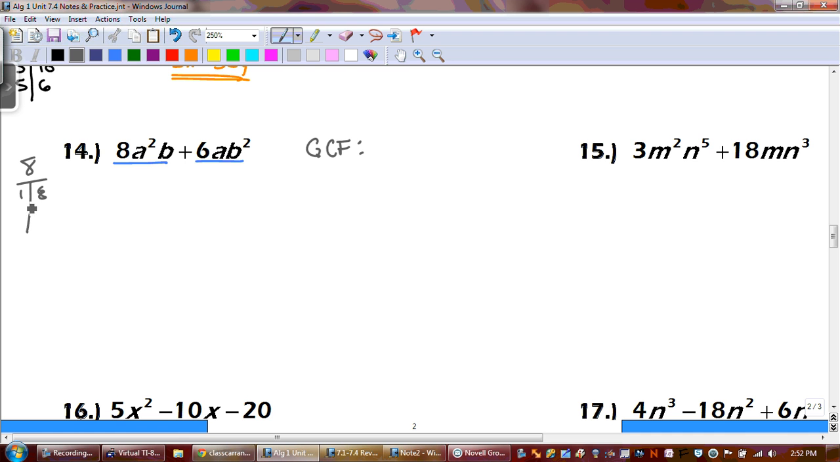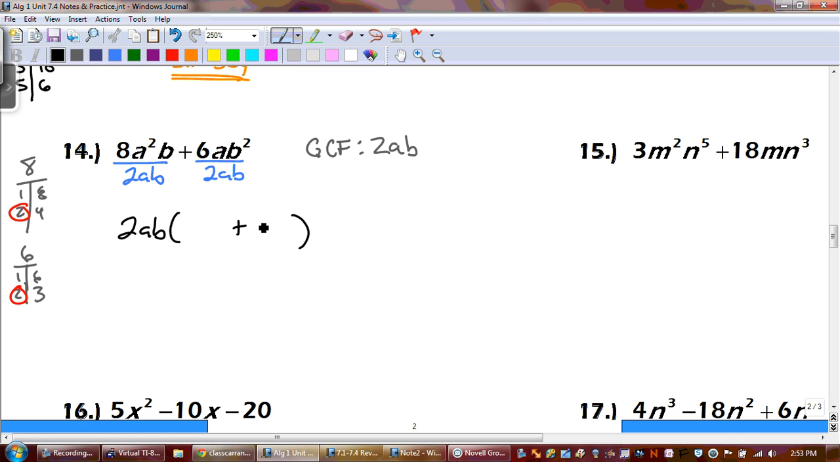8 is 1 and 8, 2 and 4. 6 is 1 and 6, 2 and 3. So our GCF is 2. And now look at the A's. A to the first and B to the first, because we're looking at the smallest exponent between those two. So now when we divide, we're dividing by 2AB to both sides. Your final answer, the GCF, comes out front.